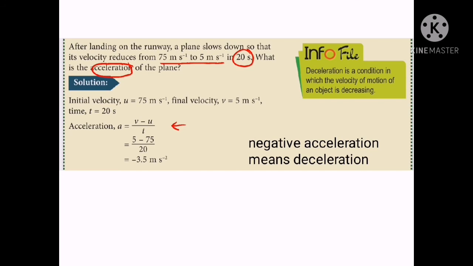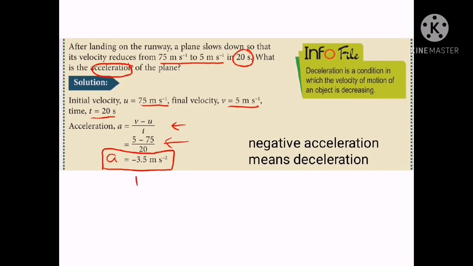Alright, then our V, our final velocity, is 5 meter per second. Our initial velocity is 75 meter per second, and it takes 20 seconds for the velocity to change from 75 meter per second to 5 meter per second. To do this, simply plug in the numbers into the formula. So your A is equal to 5 minus 75 divided by 20. So your acceleration is negative 3.5 meter per second square.